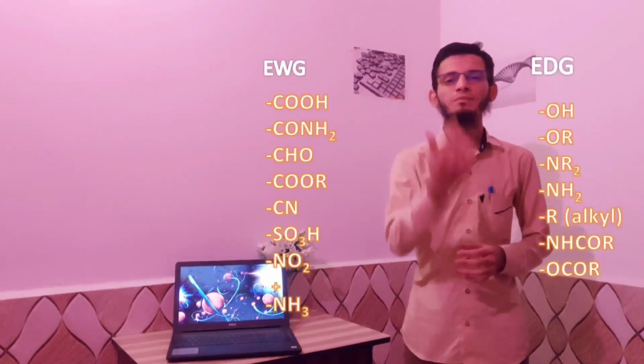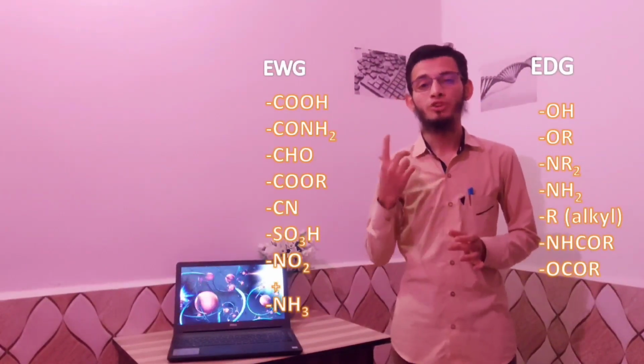So what happens when substituents are present on the benzene ring? There are two types of substituents: electron donating groups and electron withdrawing groups. And you can see an example of an electron donating group and an electron withdrawing group. Okay?